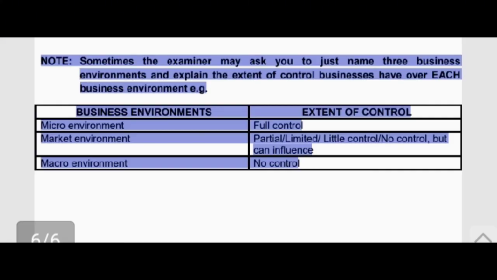Name what business environment and the extent of the control. You will first draw your table and then you will say micro, full control. You get your 4 marks. Then you say market environment and then you say less control. You get your 4 marks. Then you say macro and then you say no control. You get what? Your 4 marks.